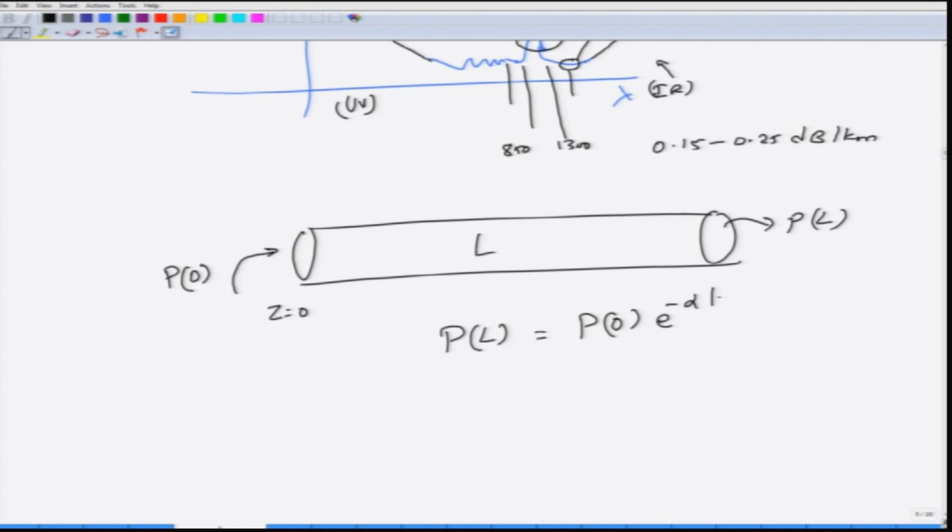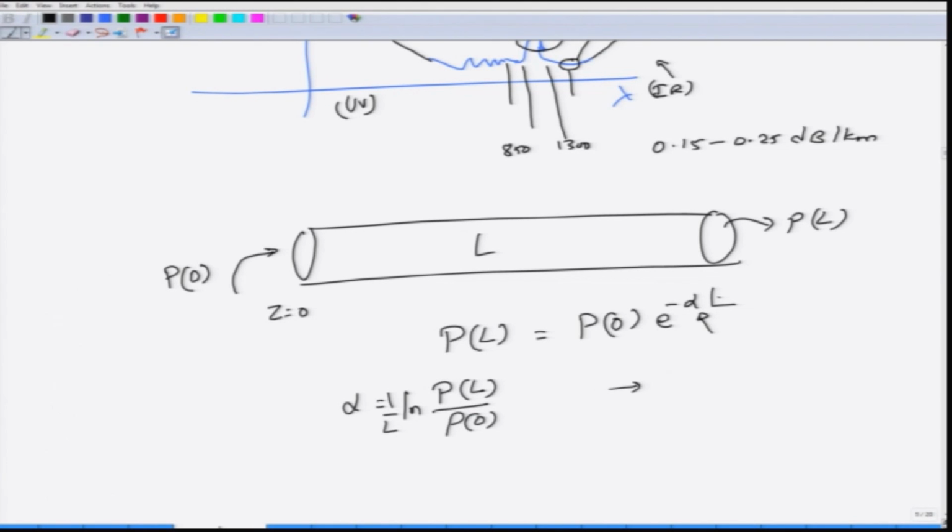This kind of an exponential relationship is empirical, of course, a phenomenological relationship, it does not come really from fundamental physics, but it is an excellent approximation for characterizing any loss in the fiber, and losses are characterized by changing this value of alpha. You can find out what is alpha. Alpha is simply given by P of L divided by P of 0, you take the natural log on both sides and divide this by L. So, if you do this, then you will get the attenuation.